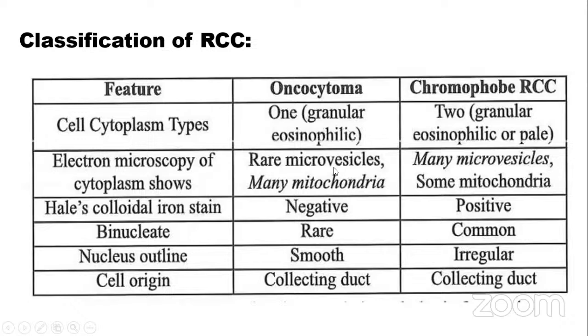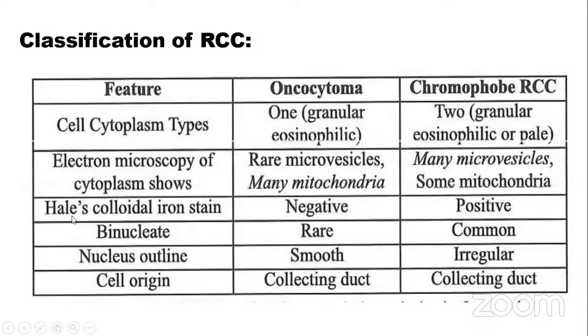The oncocytoma has rare microvesicles and many mitochondria. This is in the electron microscopy of cytoplasm. Electron microscopy of cytoplasm shows many microvesicles and some mitochondria in chromophobe RCC. So here we have many microvesicles, and here we have rare microvesicles and many mitochondria. Many mitochondria in oncocytoma, and chromophobe RCC has some mitochondria plus many microvesicles.